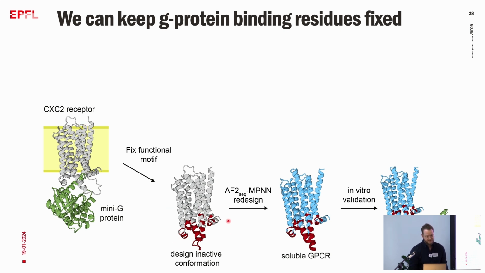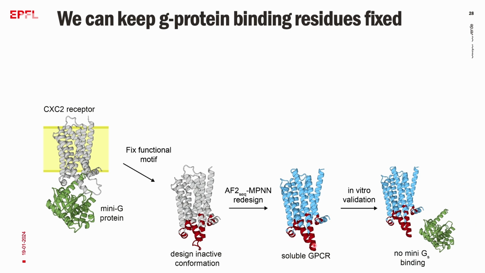And we fix the motif, so we fix the residues, the amino acids that interact with the G protein. Then we put it through the AlphaFold 2 MPNN pipeline whilst keeping these residues fixed. And hopefully we should end up with a soluble GPCR. It's not a GPCR because it cannot bind any ligand. All it does is bind G protein. So we will test this in vitro.